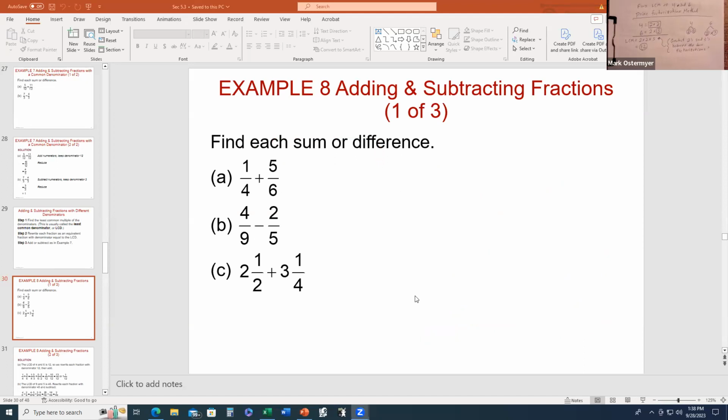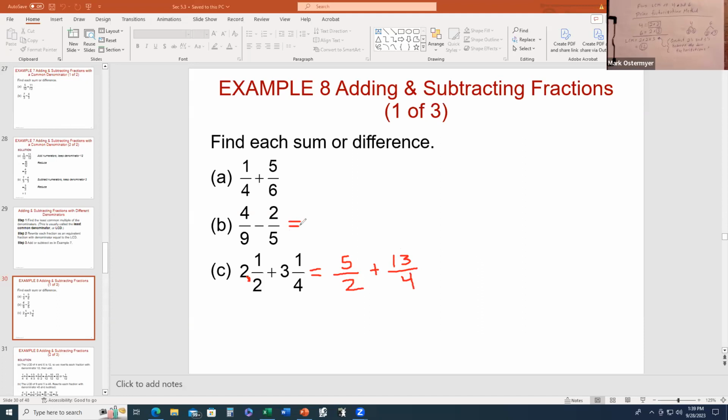All right, subtraction works the same way. So does adding mixed numbers together. Actually, when you add mixed numbers together, one way to do it is to turn these into improper fractions. So 2 1/2 would become what? 2 times 2 is 4 plus 1 is 5. So this would be 5 halves. Plus 3 1/4. 3 times 4 is 12 plus 1 is 13. This would be 13 fourths. Okay.